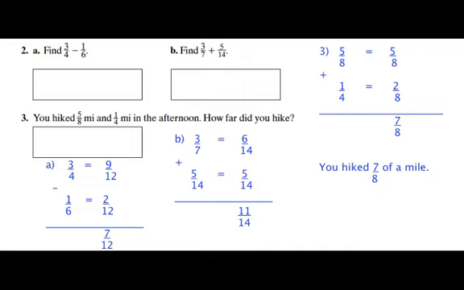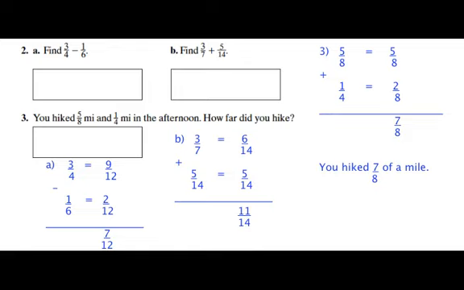For 1/6, to change it to a common denominator of 12, we're going to multiply by 2. 6 times 2 is 12, so 1 times 2 is 2. We end up having 9/12 minus 2/12, which is 7/12. That's simplified in lowest terms. For part B, we have 3/7 plus 5/14. The common denominator is 14.